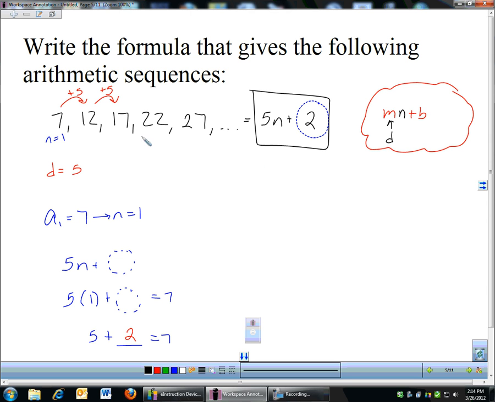And you can test that out real quick. If you look at the fourth term, this is when n was 4. If I plug in 4, 5 times 4 is 20, plus 2 is 22, so that tests out okay. So that's one way you can write the formula of an arithmetic sequence.